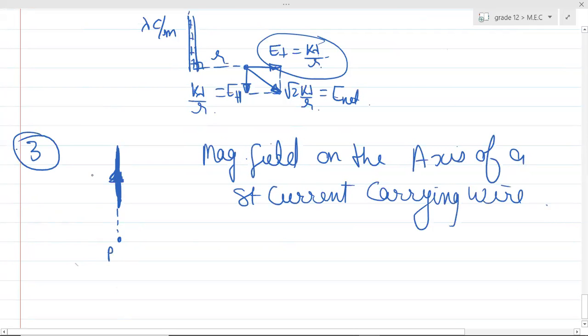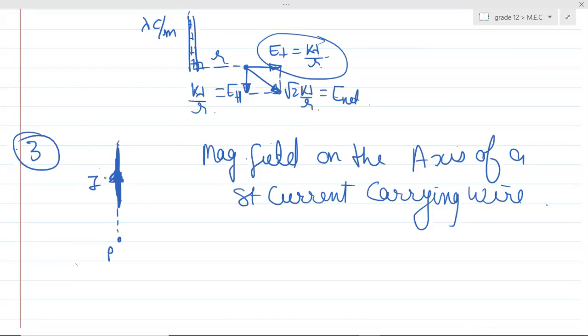So basically, whether this wire is finite, infinite, or semi-infinite doesn't matter. If the point is lying on the axis, please remember, that doesn't mean it should lie anywhere where the wire is present. Wherever the wire is present, the magnetic field will become infinite. But here it is lying on the axis away from the wire.